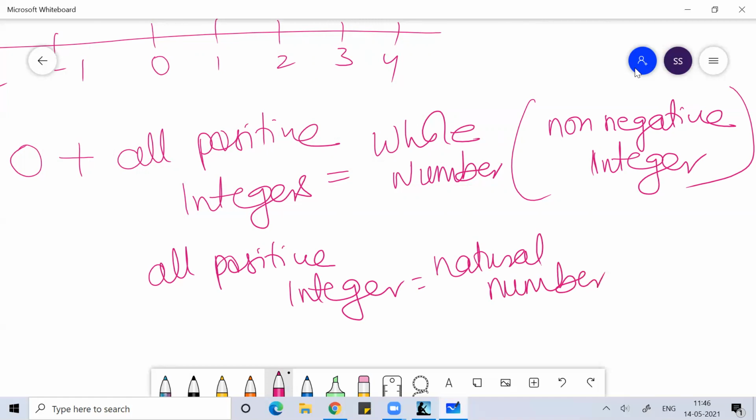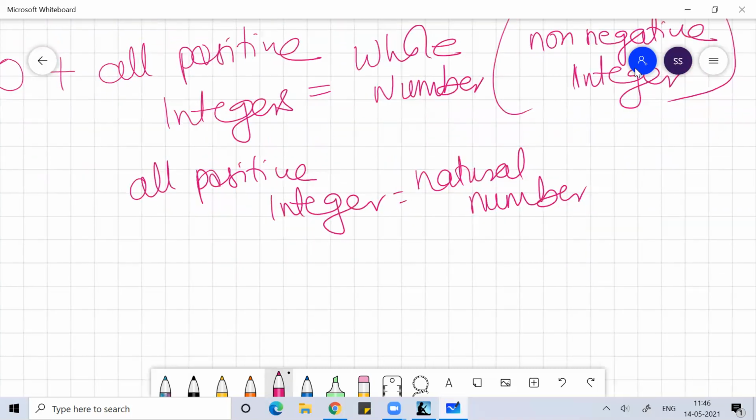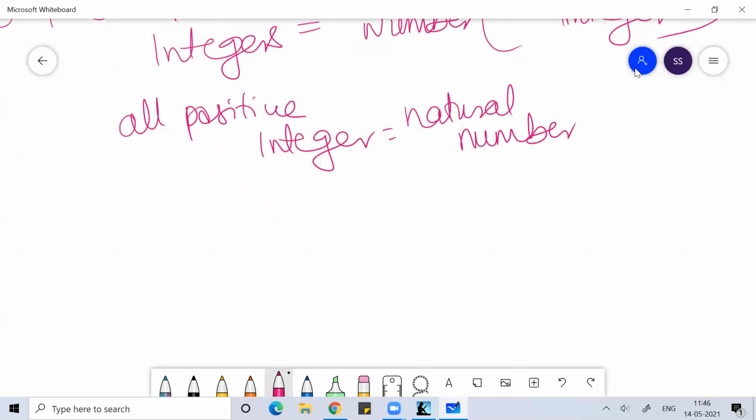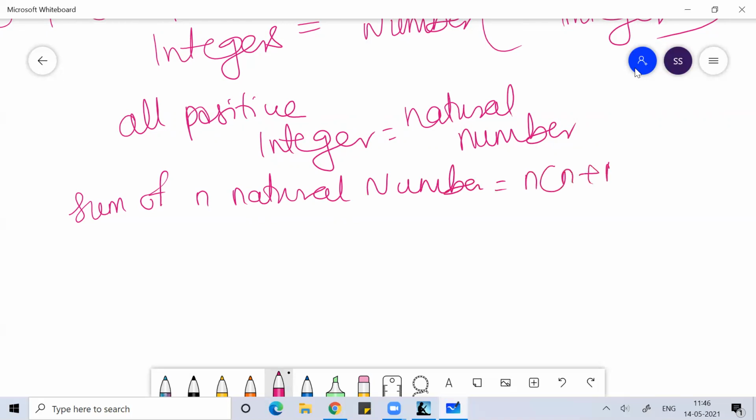What is the sum of n natural numbers? What is the formula of the sum of n natural numbers? N into n plus 1 by 2. This is the formula. If you haven't learned this, then I'm telling you, you have to remember these things.